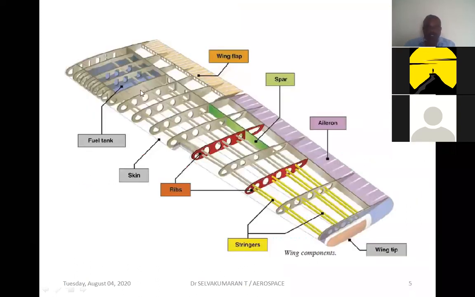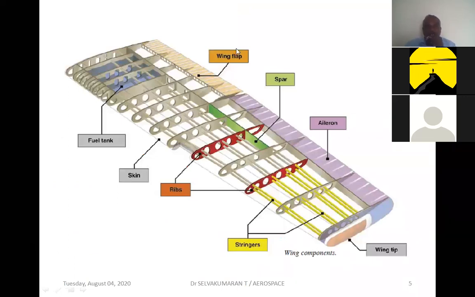So here you could see a typical wing structure where you could see the ribs provide the aerodynamic shape for the wing, and the skin and the fuel tank and the stringers that run along the length of the wing or the span of the wing, the ailerons, wing tip, spar. Actually, spar will be located here also, front spar and the rear spar and wing flaps.